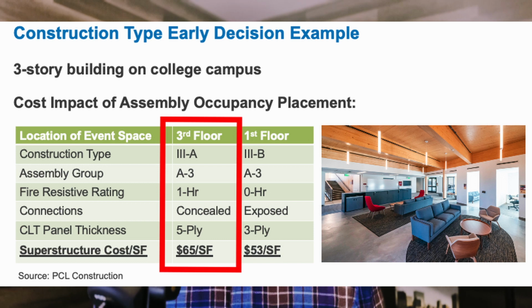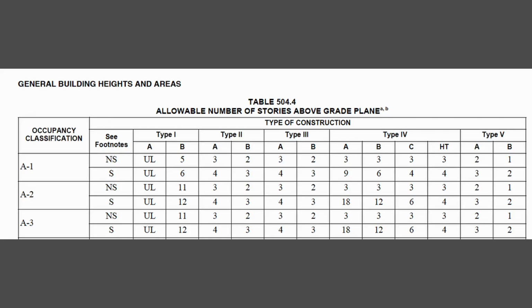Now, under the IBC, a building with an assembly space on the 3rd floor that has some options for construction type that allow the use of mass timber would have required a construction type 3A. Now, construction type 3A generally requires a 1-hour fire resistance rating for all structural elements, floor construction, beams, columns, floor slabs.